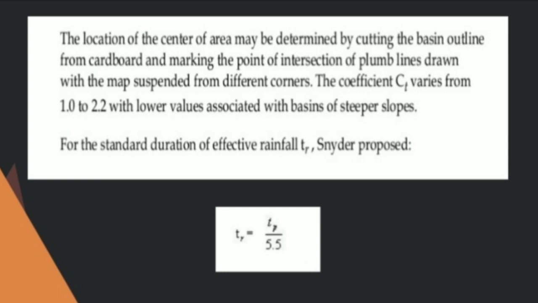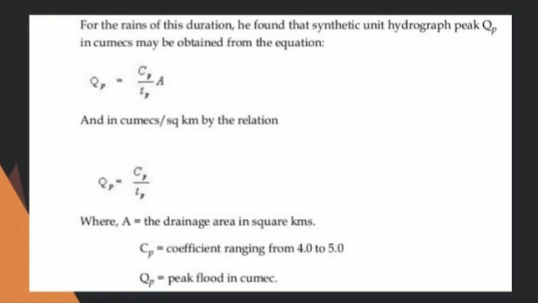For the standard duration of effective rainfall, T sub r, Snyder proposed T sub r equals T sub p over 5.5. For the range of this duration, he found that the synthetic unit hydrograph peak Q sub p in cumecs may be obtained from the equation Q sub p equals C sub p over T sub p times A.